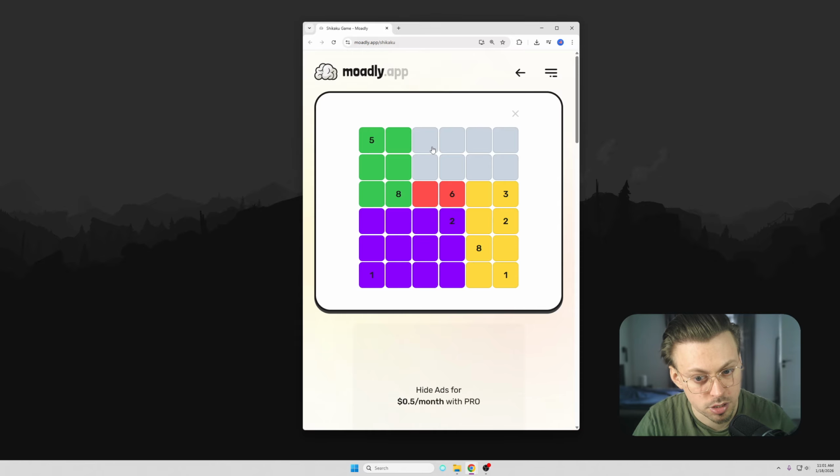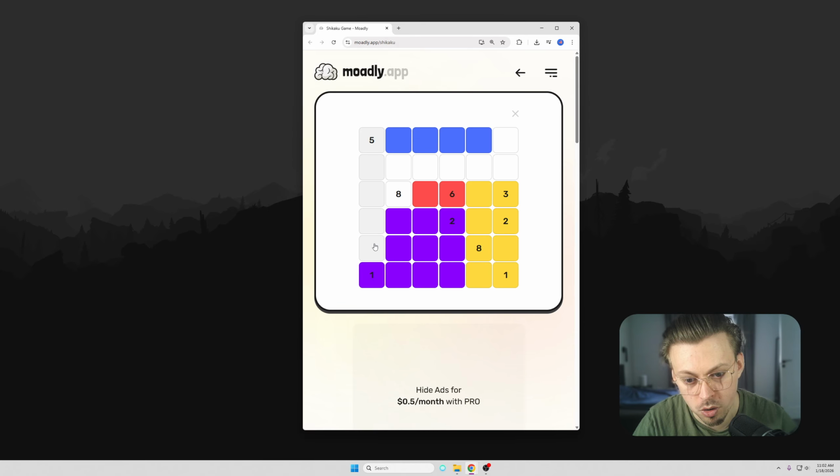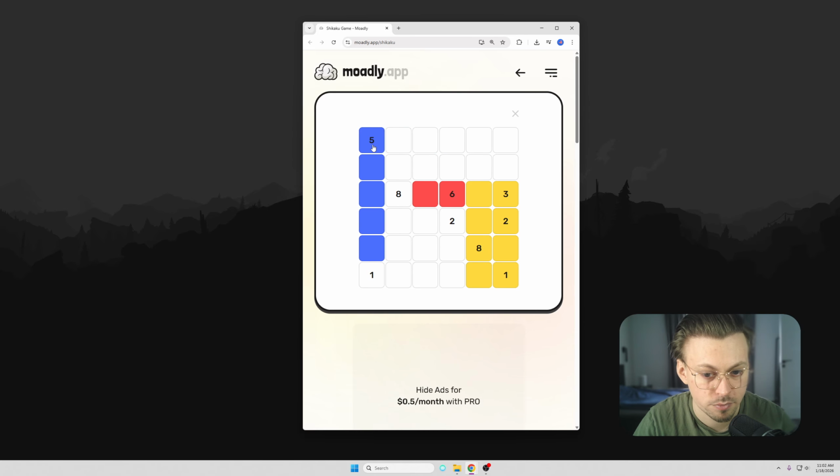And the third rule is the number tells you how many squares of that color will be in your shape. So in our case, we have number 5. It means it needs to contain 5 squares. So it can look like this, or like this, and those are your only two options.